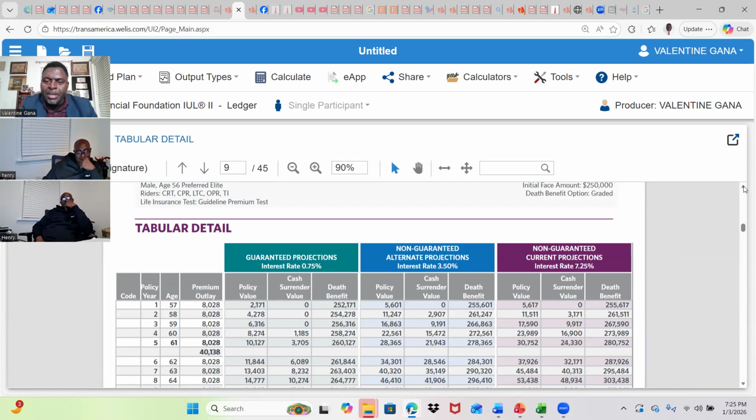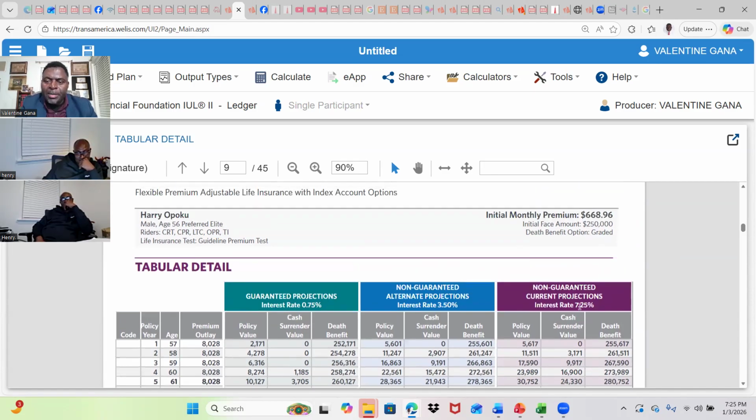This policy is projected to grow at 7.25. It actually ends up growing somewhere between 9 and 14%. This growth does not affect your premium. Even if you bring it down to the minimum no lapse, it's not going to affect your growth rate. What is going to affect your growth rate is what Wall Street is doing.